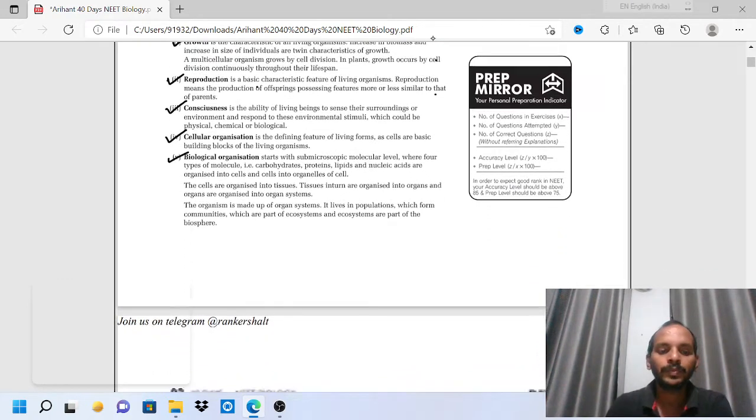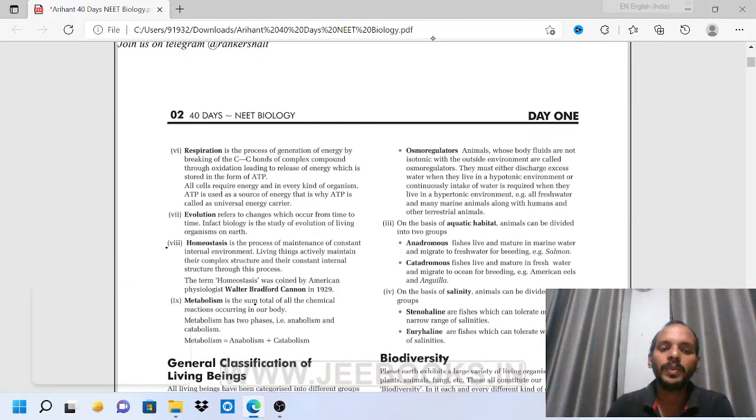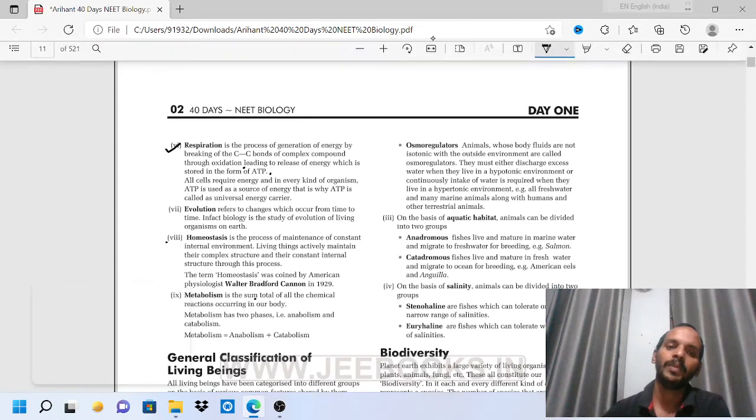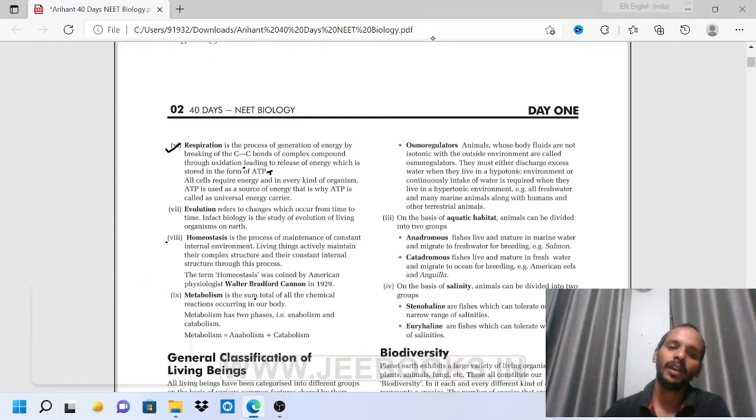Next, respiration, evolution, homeostasis, and metabolism. Respiration is very important in living beings. With the help of respiration, they produce energy. We take oxygen from the environment. In respiration, the energy is released by breaking the carbon-carbon bonds of complex compounds through oxidation, leading to release of energy which is stored in the form of ATP, and after that ATP will break and form ADP and inorganic phosphate, plus energy, like this.